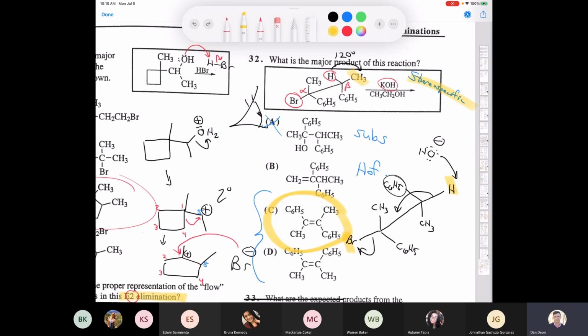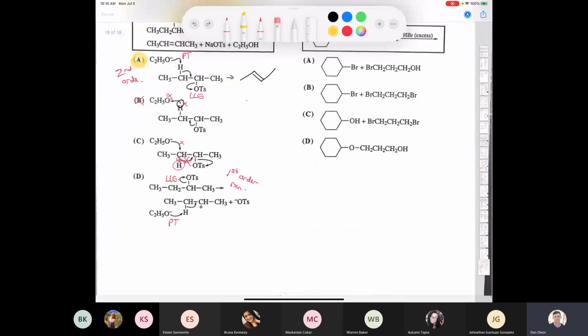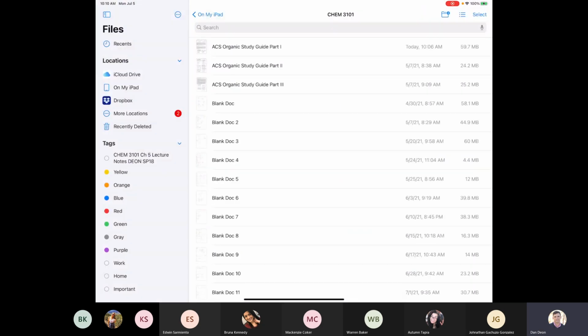All right, and that brings us to the end of the section on nucleophilic substitution and elimination. So we're going to move over to the section on electrophilic additions. So we have to go to the second part of the study guide.